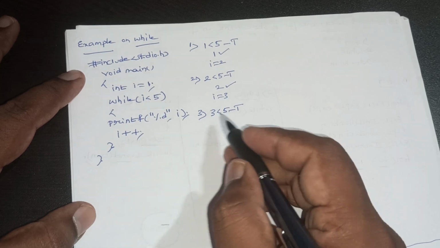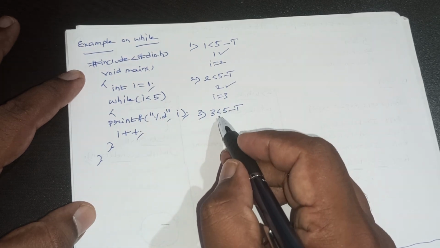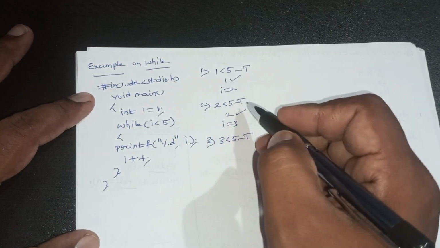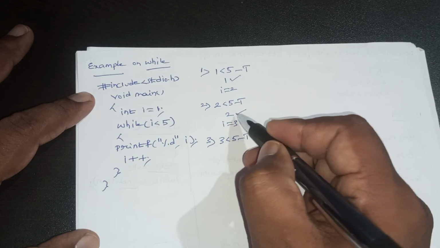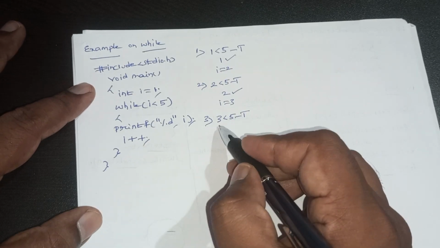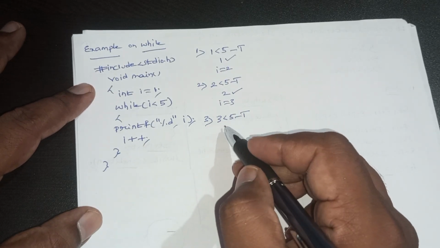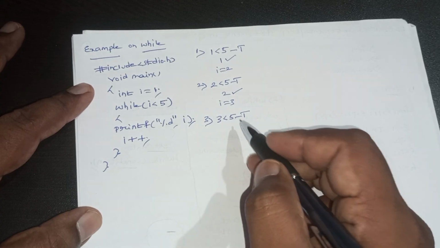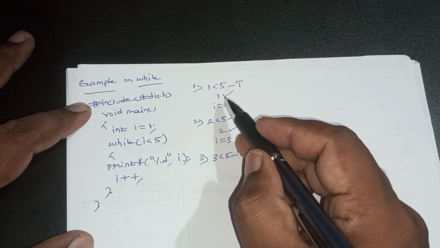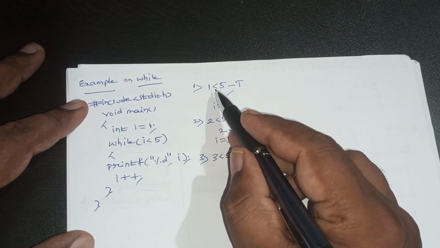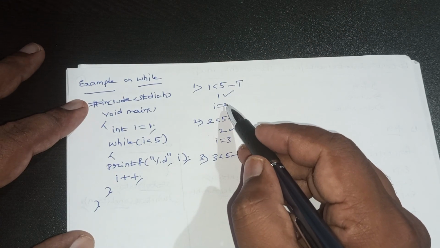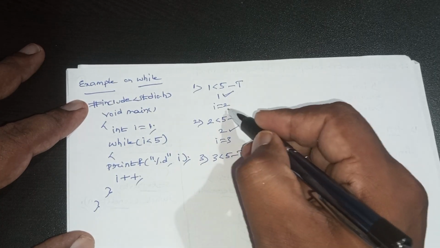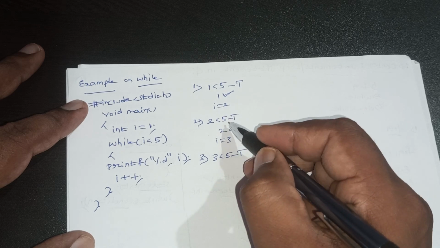Sorry, actually it is 3 here. 3 less than 5. Oh, here, sorry. I'm printing 2, printed, then 3 less than 5. One second, small confusion. I is 1, 1 less than 5. So print 1, increment I to 2, then check the condition.